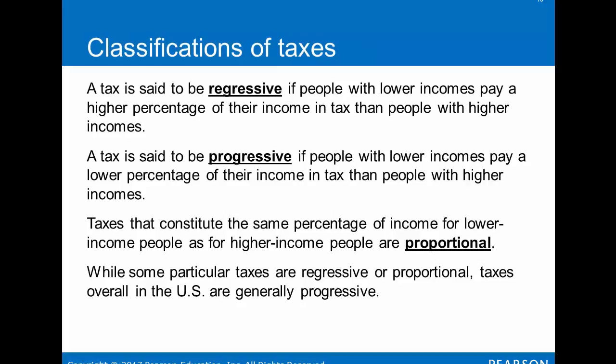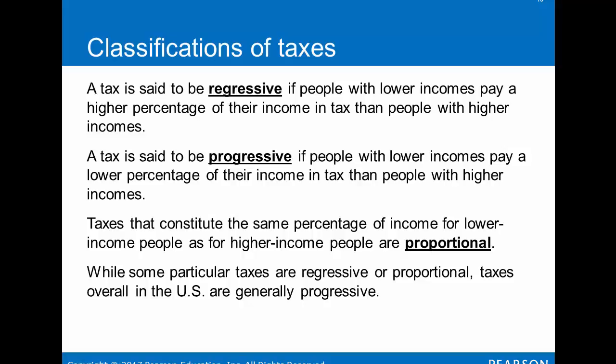So what types of taxes are there? A tax is said to be regressive if people with lower incomes pay a higher percentage of their income in tax than people with higher incomes. Social Security tax, your tax on the first 118,000, I'm roughing that because it's always adjusted for inflation, of your earnings, and then nothing after that on the Social Security tax. So that's what is considered a regressive tax.